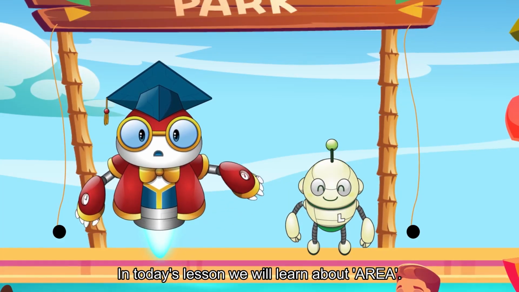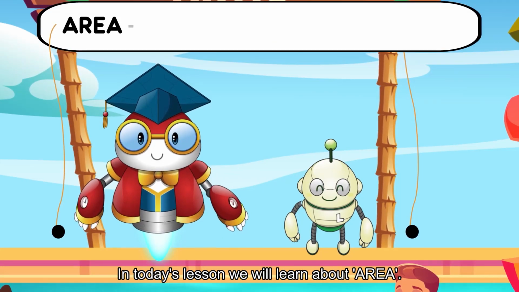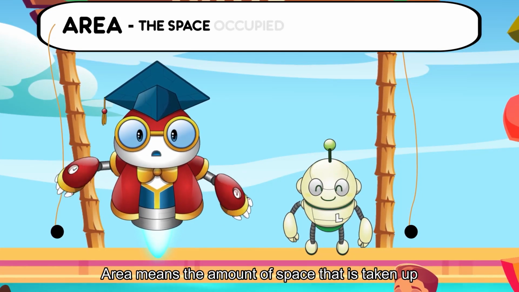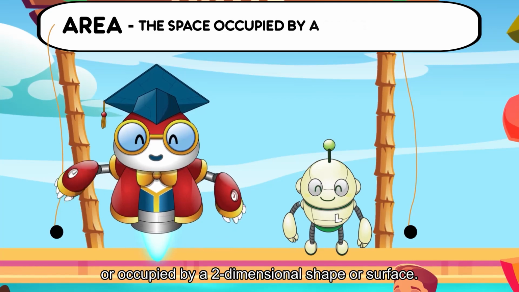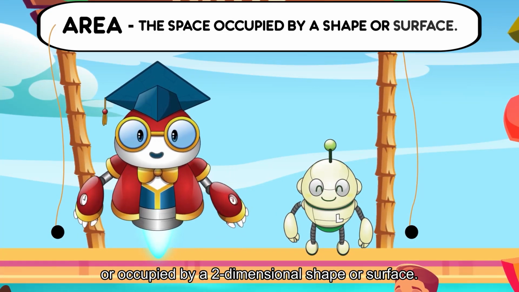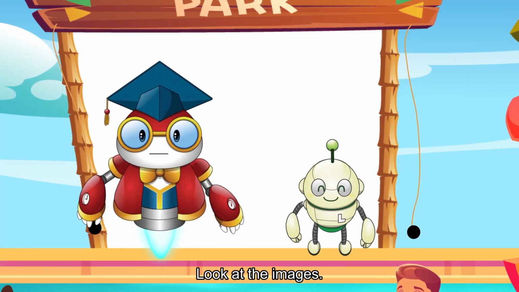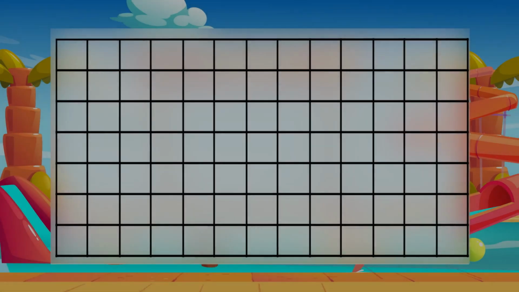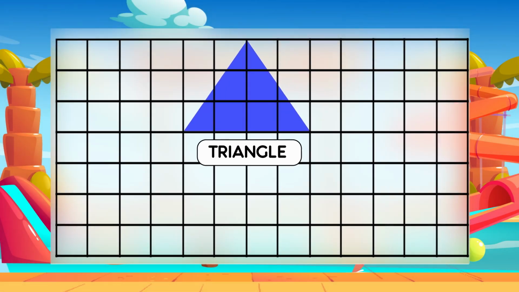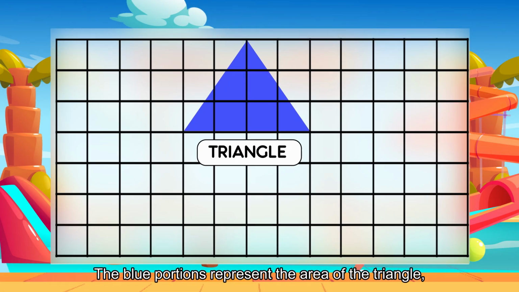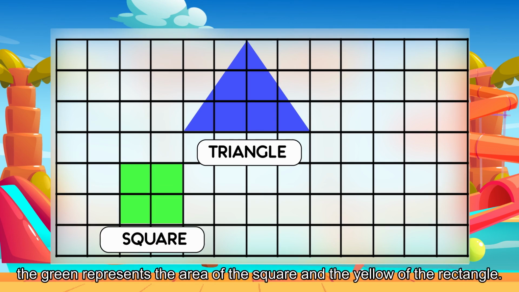In today's lesson, we will learn about area. Area means the amount of space that is taken up or occupied by a two-dimensional shape or surface. Look at the images. The blue portions represent the area of the triangle. The green represents the area of the square, and the yellow of the rectangle.